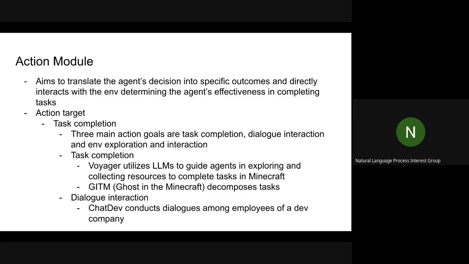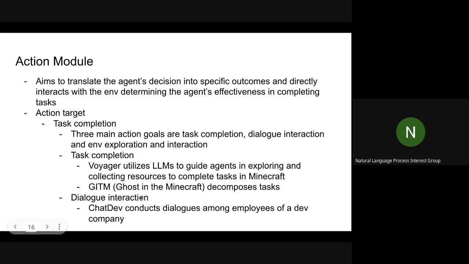So for task completion, again, it references these two papers, Voyager and Ghost in the Minecraft, quite a bit on how to guide agents in exploring. I think Voyager is also in Minecraft. So there have been a lot of papers on getting agents to do various things within the Minecraft environment, because I think it's a really rich data set, easy to program in, has a visual component, it's a good test bed. So Voyager utilizes LLMs to guide agents in exploring and collecting resources to complete tasks in Minecraft, and Ghost in the Minecraft does something similar.